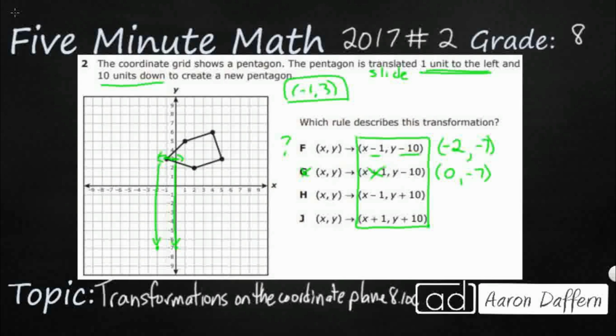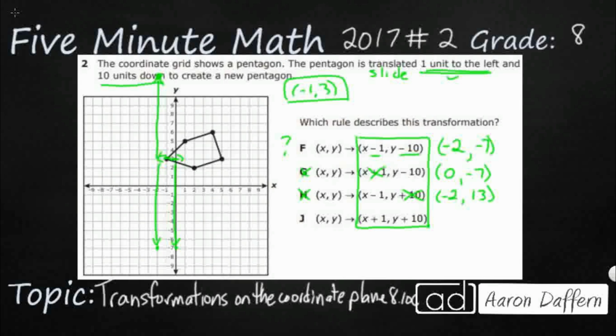Let's check this one. We're going to do x minus 1, so that's negative 2, and then 3 plus 10 is 13. We're going to be off the graph, but that's fine. So negative 2, 13 is somewhere up there. We go to the left 1, which is good, but this says 10 units down, and this is going to take me 10 units up. So that's incorrect; you need that minus 10.